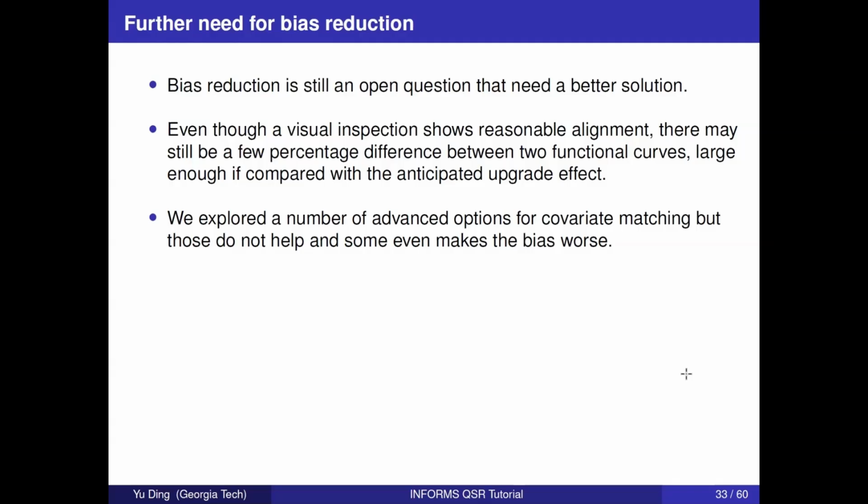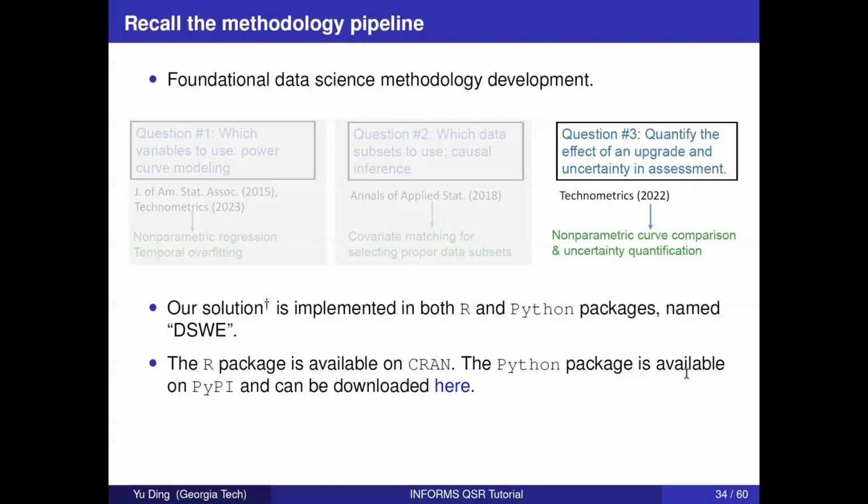So I suppose this is still an open question. If anyone is interested, we share some of the data, so you are more than welcome to try your own hand to see if you can further reduce the bias, okay? And the last part is we need to quantify, right?